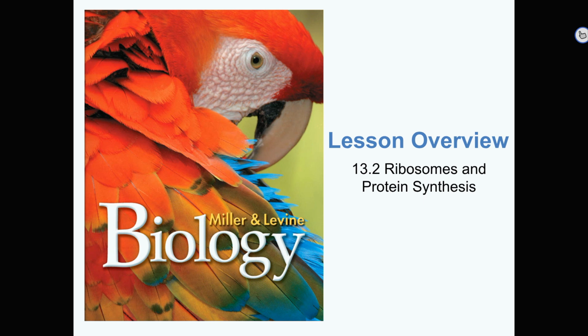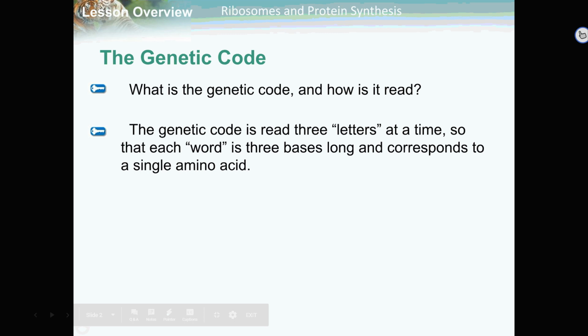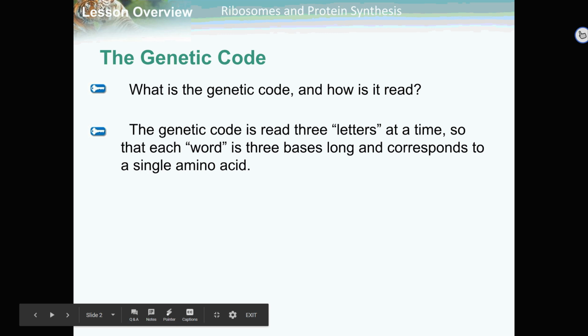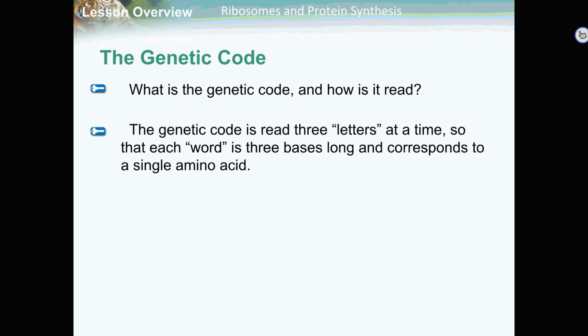We went through the process of transcription. That's where we copy DNA to mRNA. 13.2 is going to take us through translation, which is going from mRNA to protein. They both take place at different places in the cell. The transcription that we looked at last time happens in the nucleus.